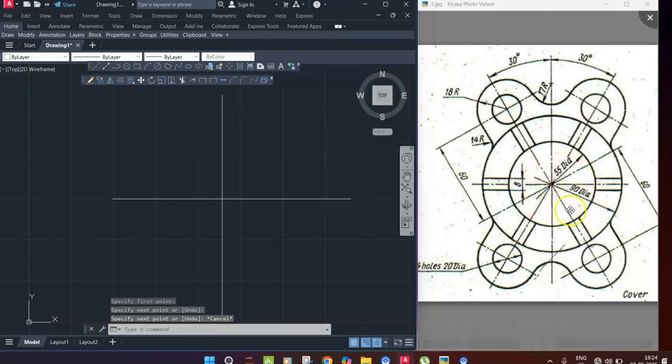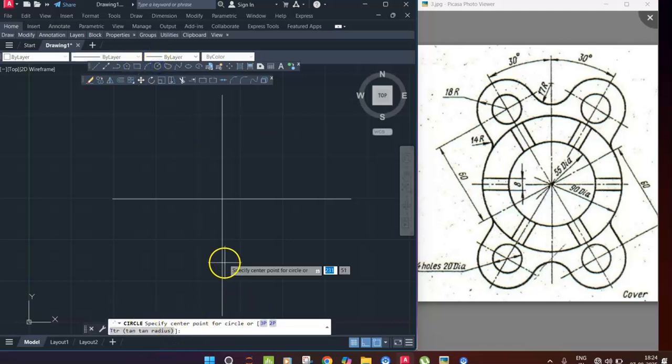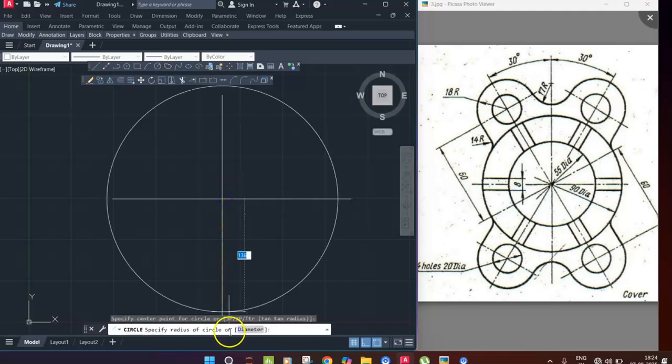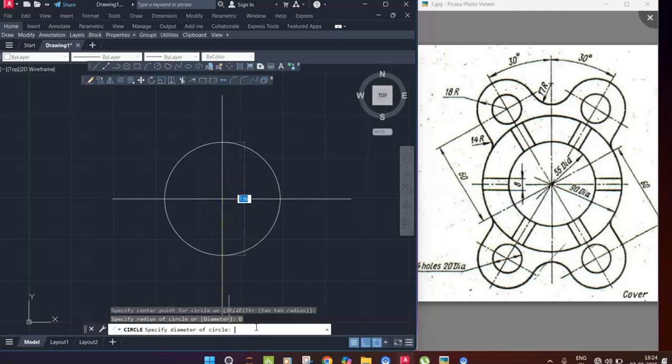Here, what is this internal circle diameter? 55 diameter. Circle. This is my center point. Diameter of 55.